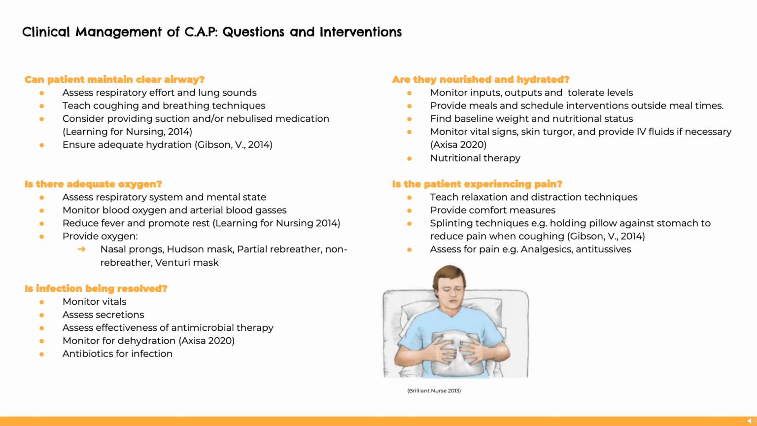If the patient requires low-flow oxygen, nasal prongs, Hudson mask, partial rebreather masks, and non-rebreathers are sufficient. Pneumonia patients requiring high-flow oxygen therapy, greater than 15 litres per minute, can be administered through a Venturi mask, which delivers a fraction of inspired oxygen concentration between 24 to 55%.